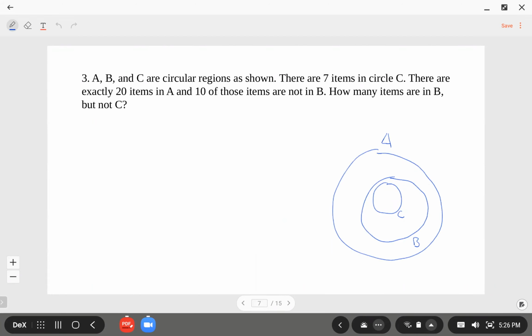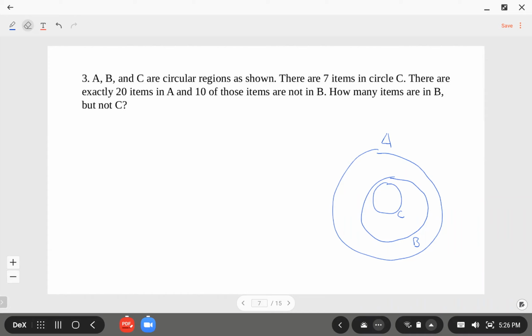The third problem here. A, B, and C are circular regions as shown. There are 7 items in C. So this is circle C, circle B is here, and circle A is here. So A, B, and C are circular regions as shown. There are 7 items in circle C. There are exactly 20 items in A and 10 of those items are not in B. How many items are in B but not C?